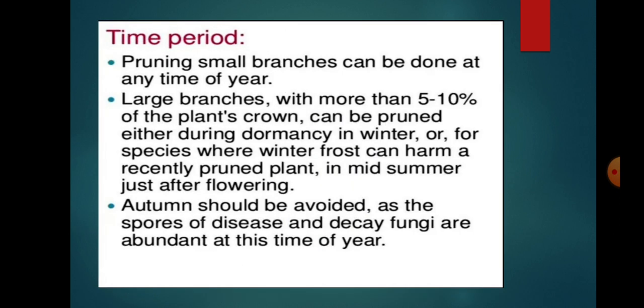Next, time period. In pruning, the time period is very important. Pruning small branches can be done at any time of the year, but large branches, more than 5 to 10% of the plant's crown, can be pruned during dormancy in winter. In the tropical region, it is pruned in winter dormancy, which means the tree stops its growth. In that time, you must prune the large branches, otherwise it may lead to the death of the tree.